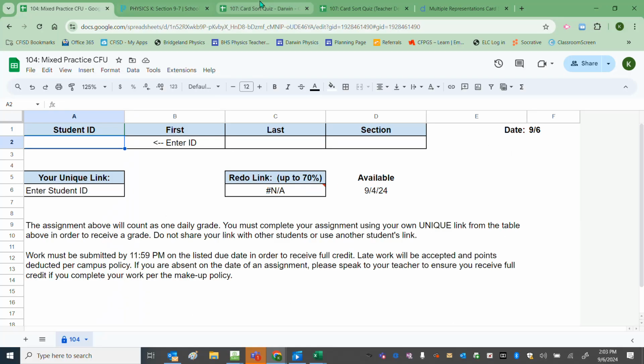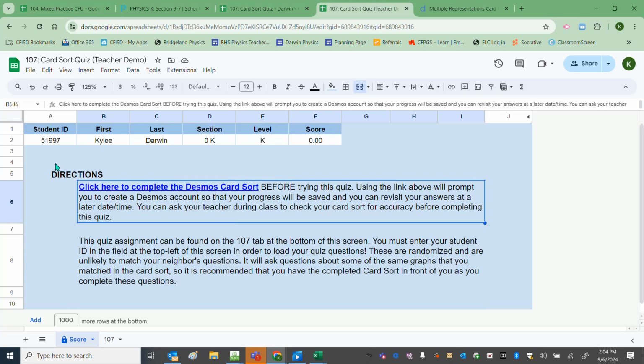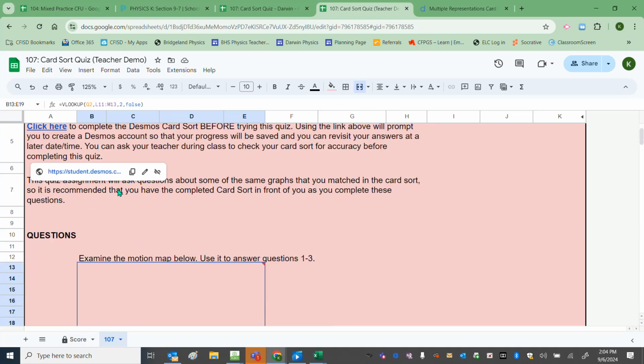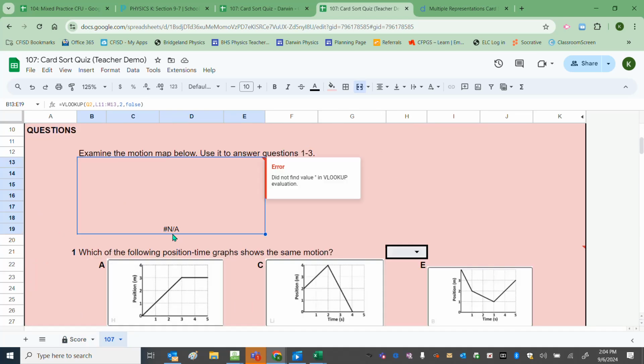So again, when you open up the assignment, you're going to have a spot to type in your student ID up here at the top. Okay, so you need to type in yours. And when you type in your ID, it will generate your questions. You'll notice that right now I didn't type my ID in, so it says NA. If you don't see NA, it's because you didn't type your ID in. Okay, so type in your student ID because these questions are randomized based on your ID, so you don't have the same version of this as anybody else in the room. I mean, maybe, but the odds are kind of low.